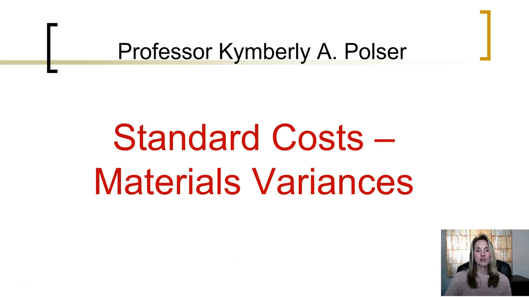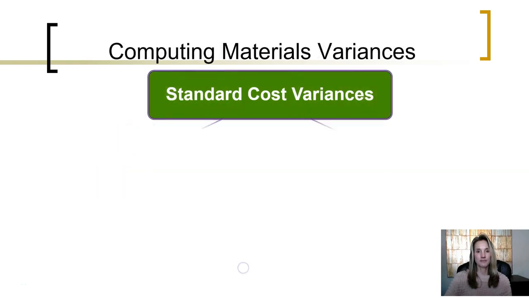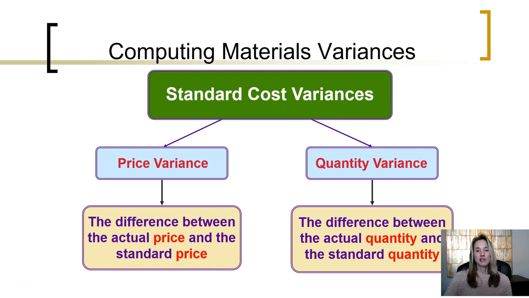This segment will look at the use of standard costs to calculate material variances. Standard cost variances help us break down variances in different cost aspects of units produced into their price variance, or how much of the variance is caused by the difference between the actual price and the standard price, and how much of the cost variance between budget and actual material cost is due to the quantity variance, or the difference between the actual quantity of materials used as compared to the standard quantity of materials that should have been used.